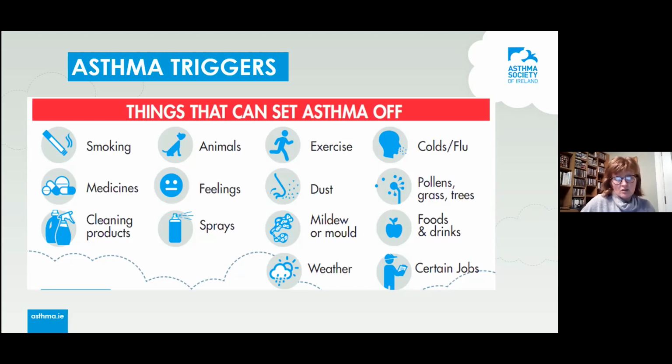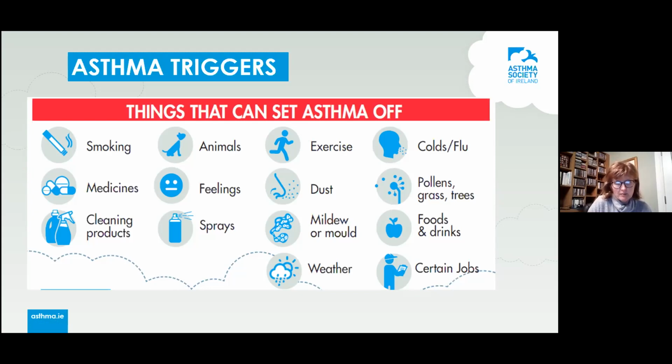Red wine in particular, and some beers actually can trigger. So again, it is a bit of trial and error. My advice is that if you do think a certain food or anything is triggering your asthma, cut it out for 3 weeks and reintroduce it 3 weeks later and see does it make a difference. More often than not, it doesn't. But cutting something out for 3 weeks is not going to be problematic.